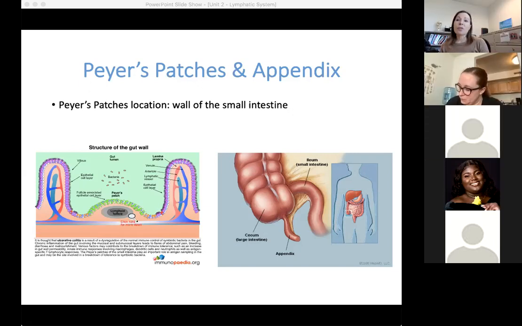Okay, and then the function for the appendix is exactly the same as what I said for the Peyer's patches. It will just destroy any foreign invader, any pathogen that has entered the digestive tract.